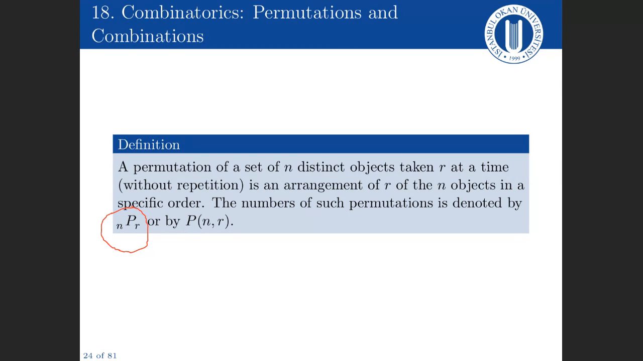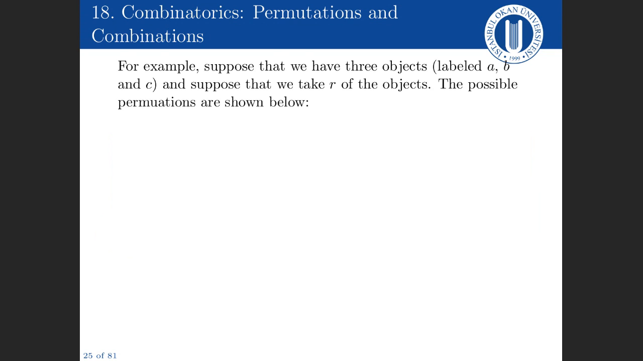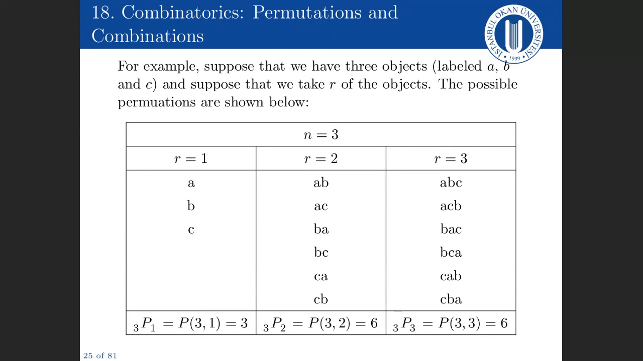NPR is the number of ways to arrange R objects which we choose from N objects. If we start with N objects and we choose R of them and arrange them in as many different ways as we can, how many ways are there of doing this? We write this as NPR. For example, let's suppose we have 3 objects, which we're going to call A, B, and C, and suppose that we take R of the objects. First of all, if we have 3 objects, we just take one of the objects. We could take A, or we could take B, or we could take C.